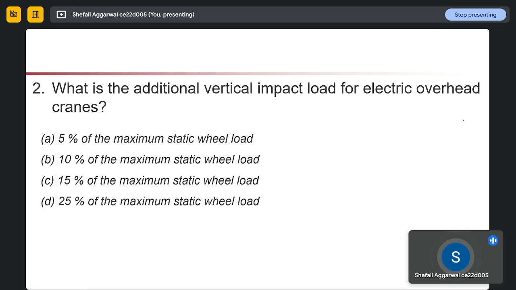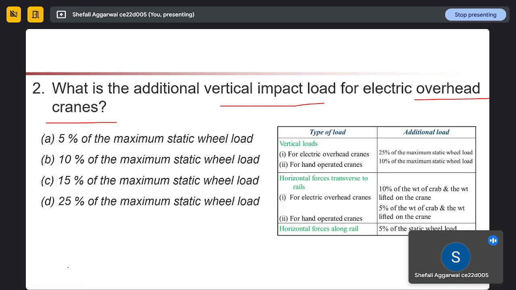Next: what is the additional vertical impact load for electric overhead cranes? We have seen the table. From the table, in case of vertical loads and electric overhead cranes, the additional vertical load is given by 25% of the maximum static crane load. Right?